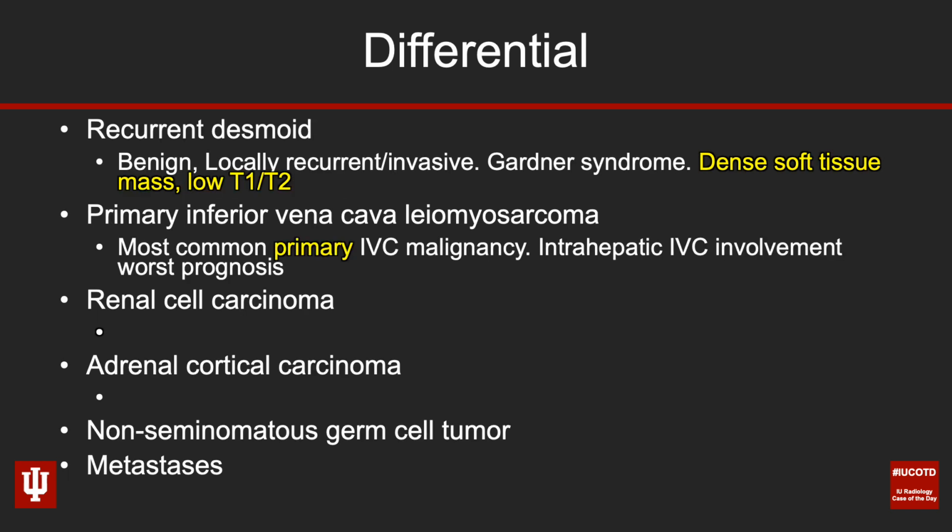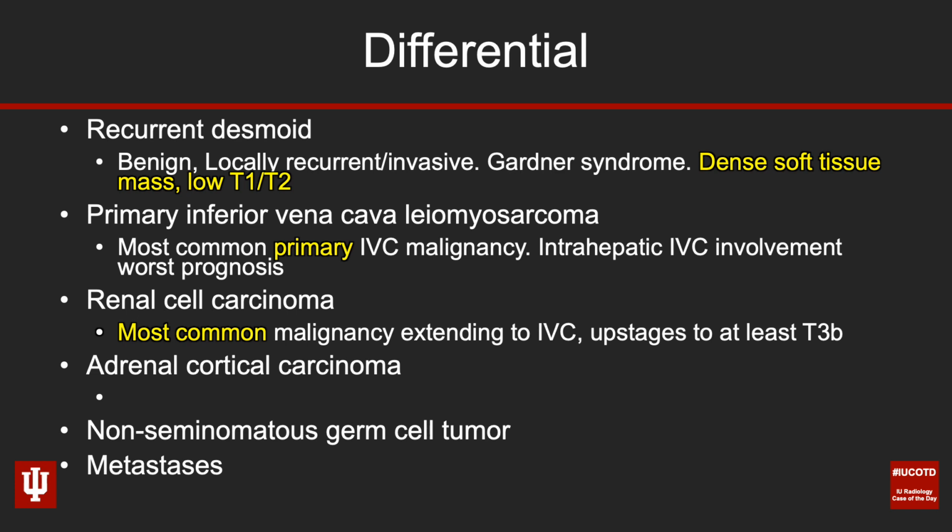Primary inferior vena cava leiomyosarcoma is the most common primary IVC malignancy. Intrahepatic IVC involvement is associated with a worse prognosis. Renal cell carcinoma is the most common malignancy to extend into the IVC, which would upstage the disease to at least T3b, or T3c if there is extension above the diaphragm. This is important to note because cardiopulmonary bypass would be necessary should a surgical excision be elected, and cardiothoracic surgery would likely be involved. RCC is unlikely given the patient age and history.